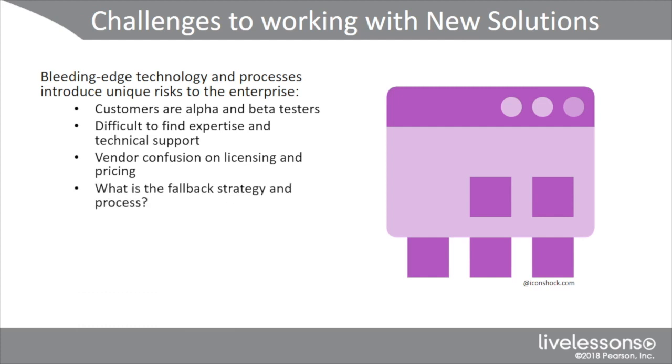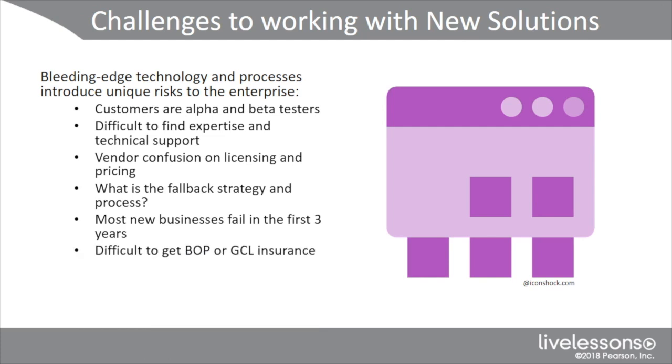If you're introducing bleeding edge technology, do you have a fallback strategy and a process for going back to the previous solution or scrapping it and trying some other vendor altogether? Remember, if you're going with a new business for a solution, most new businesses fail in the first 3 years. Also, it's often difficult for new businesses to get insurance policies, to get a BOP or liability insurance. So take that into consideration as well. That new company may not even be able to get a cyber insurance endorsement on their existing policy.